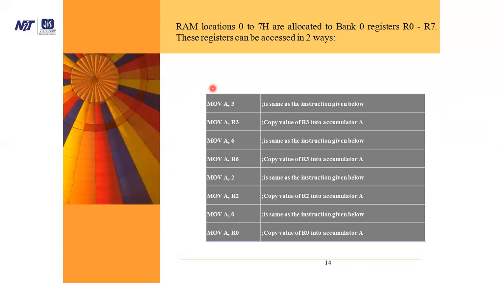These registers can be accessed in two ways. MOV A, 3 is the same as the instruction given below: MOV A, R3, copy the value of R3 into the accumulator A. MOV A, 6 is the same as MOV A, R6, copy the value of R6 into accumulator A. MOV A, 2 is the same as MOV A, R2, copy the value of R2 into accumulator A. MOV A, 0 is the same as MOV A, R0, copy the value of R0 into accumulator A.